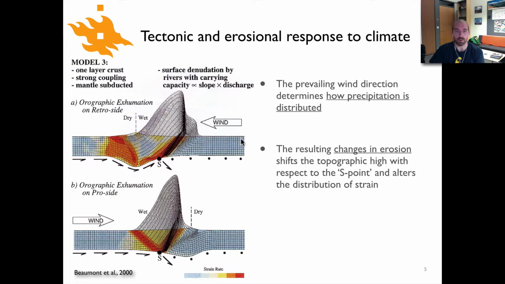For instance, when the wind direction comes in from the right, the drainage divide here, the highest elevation point, moves to be the left of this S point, where the S point is basically where this velocity along the base of the model goes to 0. And so this is where our mantle is subducted. And we can see that here the drainage divide's on the left, and when the wind direction comes from the other side, the drainage divide is on the right of that S point.